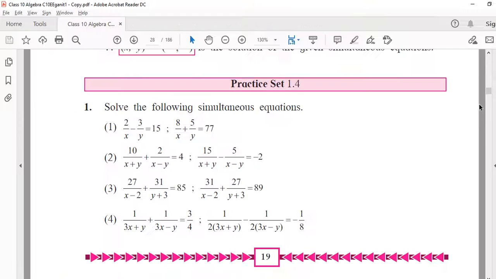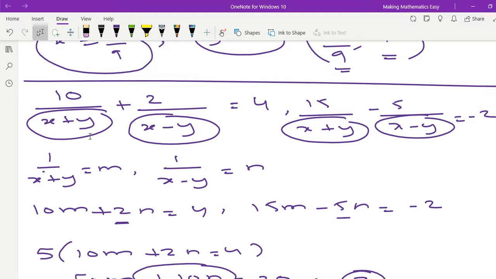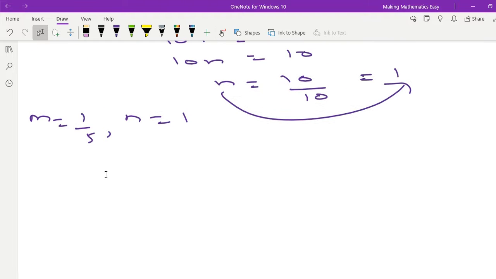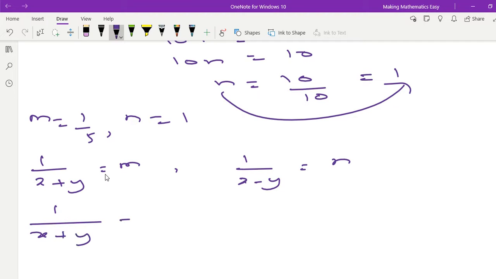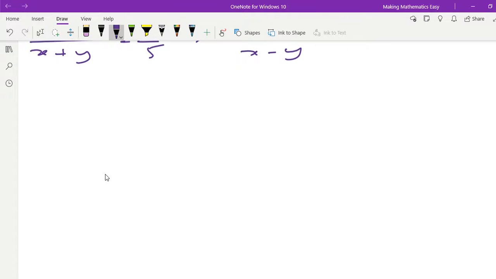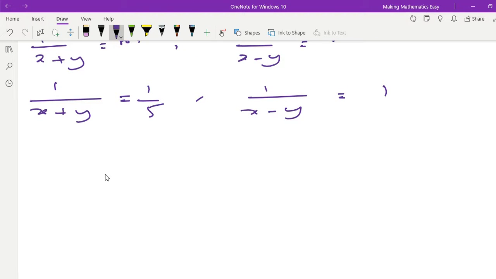Okay, now as we have seen in earlier sum, we need to find the value of x and y, not m and n. So let's resubstitute the value of m and n in these two equations, 1 upon x plus y and 1 upon x minus y. So 1 upon x plus y is equal to m, 1 upon x minus y is equal to n. So 1 upon x plus y, m is 1 upon 5, 1 upon x minus y is equal to 1. So again we need to take the reciprocal on both sides. So this will become x plus y is equal to 5. This will become x minus y is equal to 1.